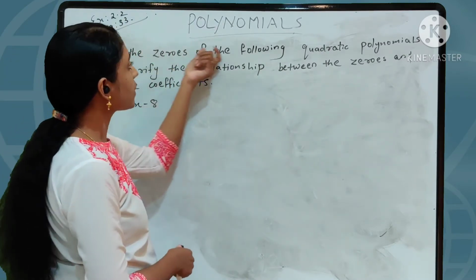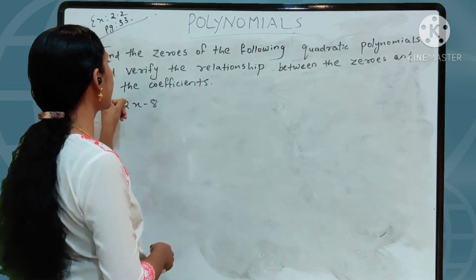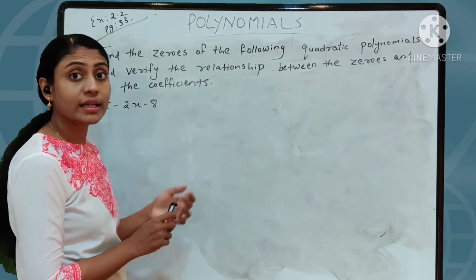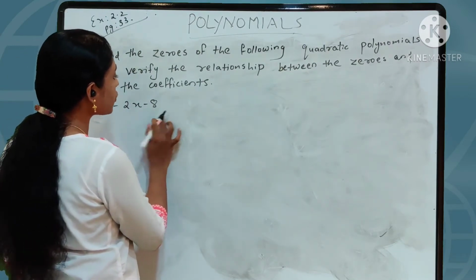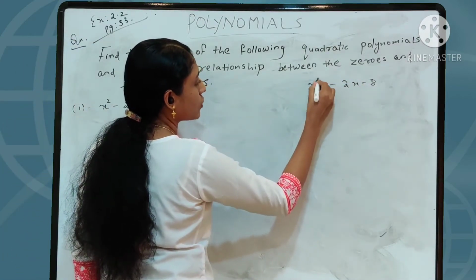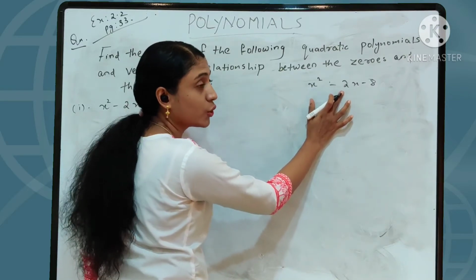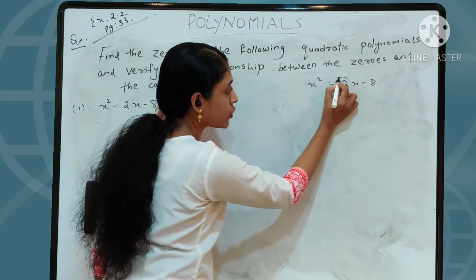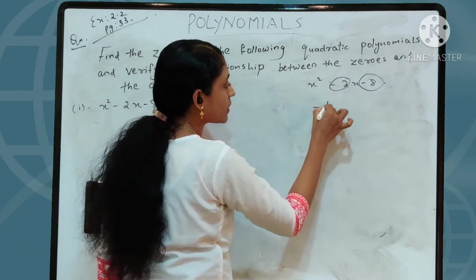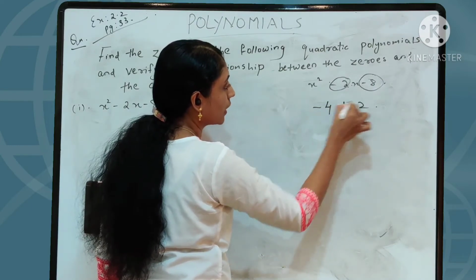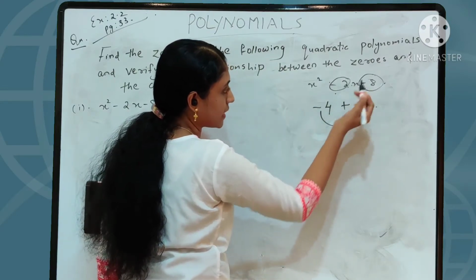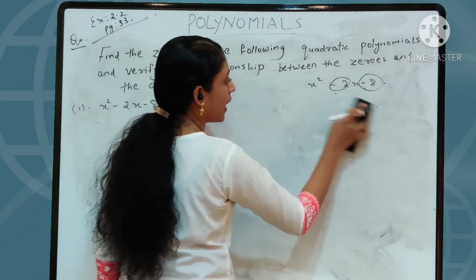The question is to find the zeros of the following quadratic polynomials and verify the relationship between the zeros and the coefficients. The first polynomial is x square minus 2x minus 8. That means when we add, we have to get minus 2, and when we multiply, we have to get minus 8. So which are the two values? Minus 4 and plus 2. Minus 4 plus 2 is minus 2, and when we multiply minus 4 into plus 2, it is minus 8. So the values are minus 4 and 2.